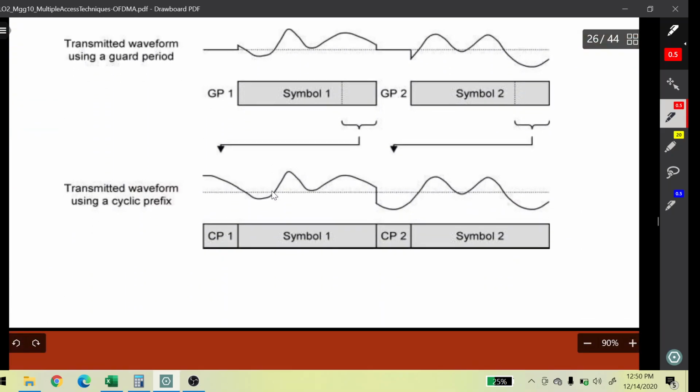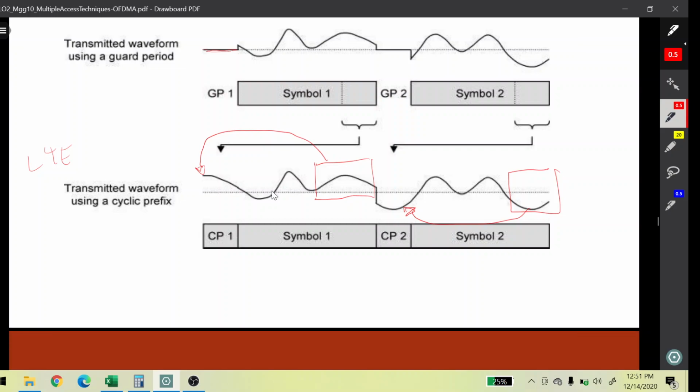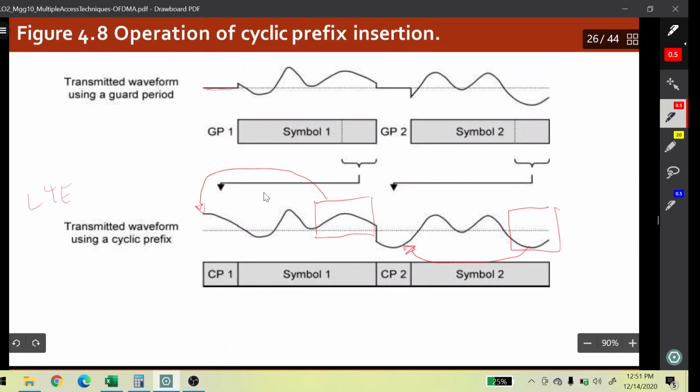So we are looking like this. The GP over here has nothing transmitted. However, in LTE, in the cyclic prefix, it copies this part into the guard period. It copies this part into the guard period. That's the function of the cyclic prefix in LTE.